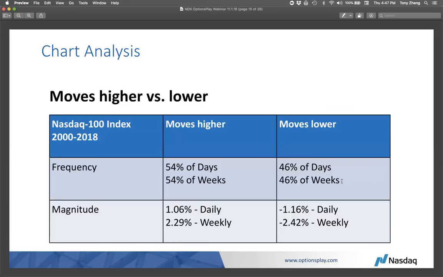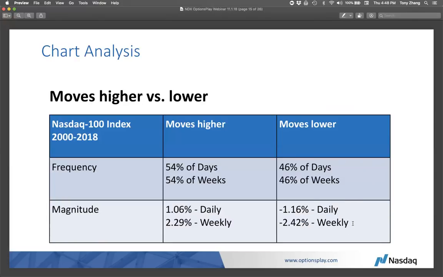But the more important thing, I think, is the fact that the average positive move on the index was 1.06% on the daily, 2.2% on the weekly. But as you can see, the down moves are bigger: 1.16% on the daily and 2.42% on the weekly.